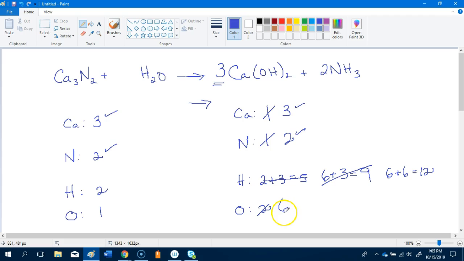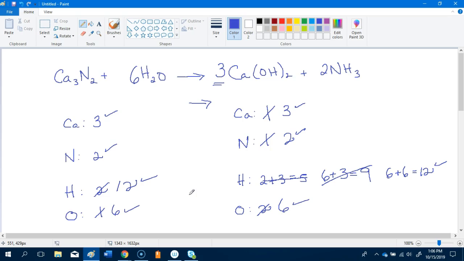I'm going to do oxygen first just because there is so much going on here with my hydrogens. I have 6 oxygens on my reactant side, so that means I'm going to put a 6 here. That will balance out my oxygens at 6, and 6 times 2 hydrogens gives me 12. That balanced out my hydrogens just by balancing out my oxygens. So that is the final balance to get the whole equation balanced.